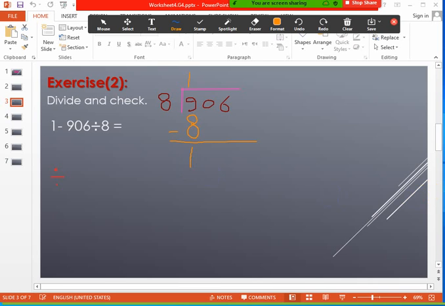Very good. Now let's continue with Ariam. Yes, Ariam, open the mic. Yes, I will take the 0 now and put it next to the 1, so the number becomes 10. Now, 10 divided by 8.